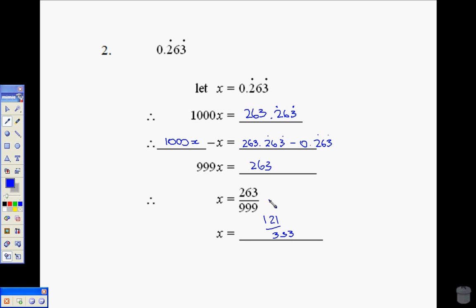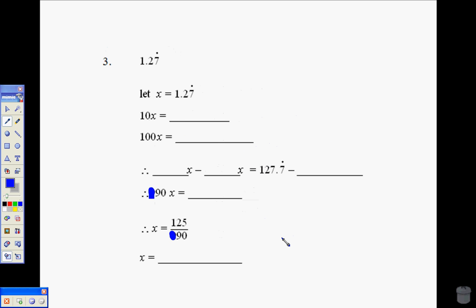We're not really too worried about that, but we do try and put our fractions down into their simplest form. So calculator, again, if you throw that into the calculator, it will do that for you, but you're just dividing top and bottom by 3. Let's have a look at the third one. Now, this one's a little bit different, because x is 1.2 and then the 7 recurs. So it's not 2727, it's just 1.2 and then a 7 recurs.